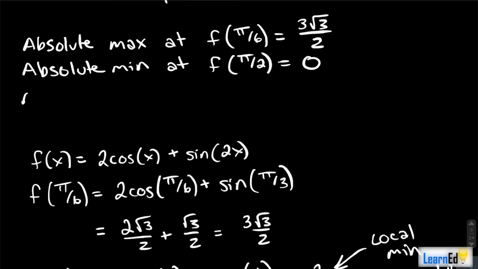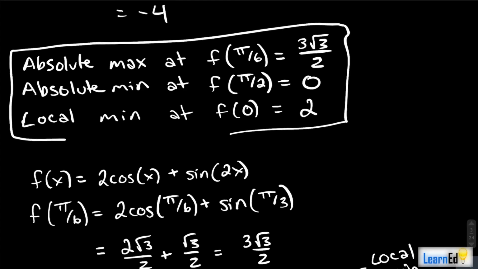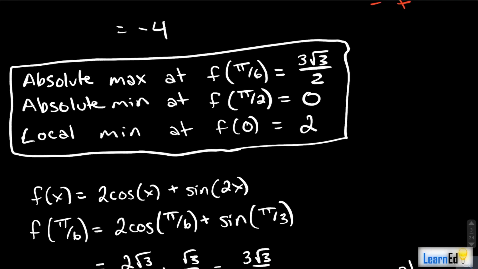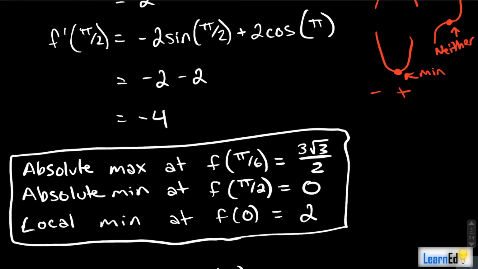And then we have a local min at f of 0 equals 2. Again, I like to write it in that notation just because now I get to include both the x and the y coordinates. I just think it's a really clean way of writing it. But yeah, so that's our answer for number 1.